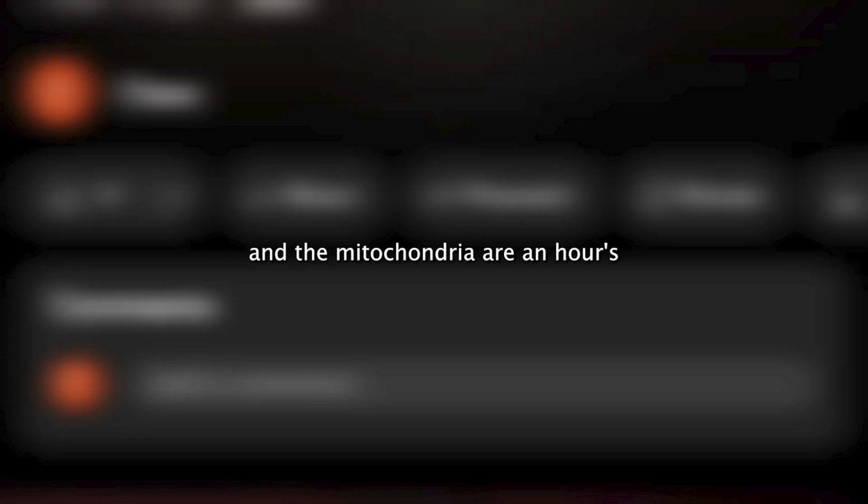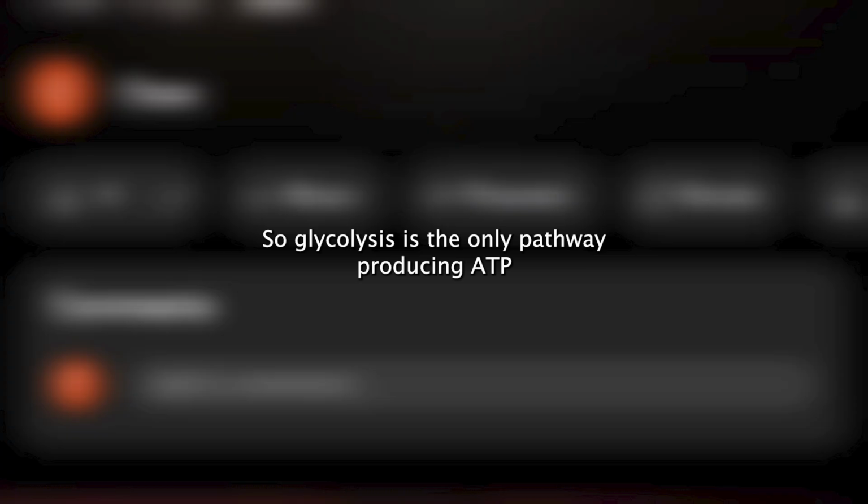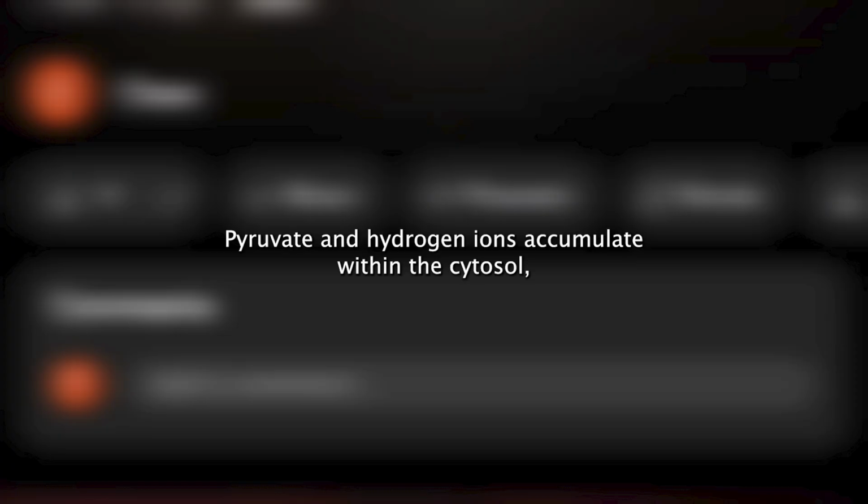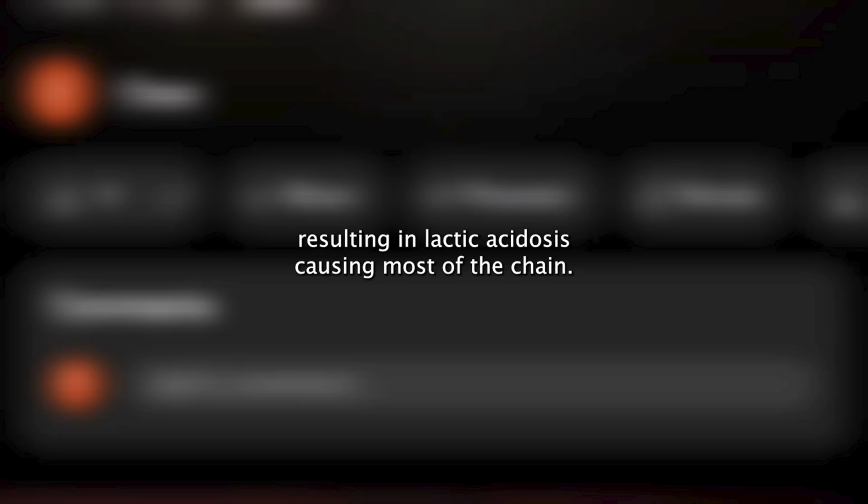At peak activity levels, during a 40-yard sprint, for example, ATP demand is enormous, and the mitochondria cannot absorb oxygen rapidly enough to meet the demand. So, glycolysis is the only pathway producing ATP, and stored CP is quickly depleted. Pyruvate and hydrogen ions accumulate within the cytosol, resulting in lactic acidosis, causing the muscle to fatigue.